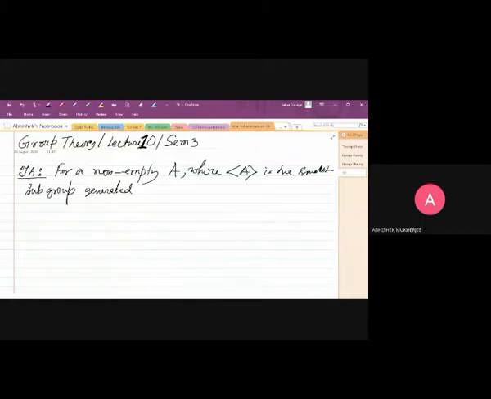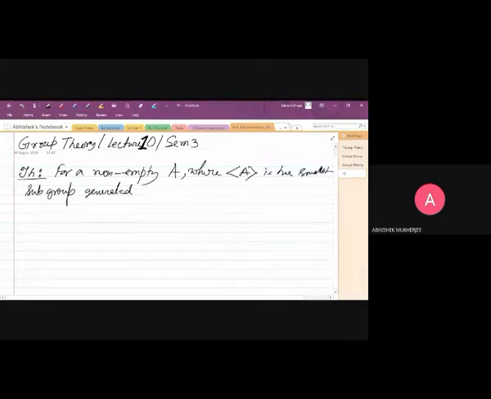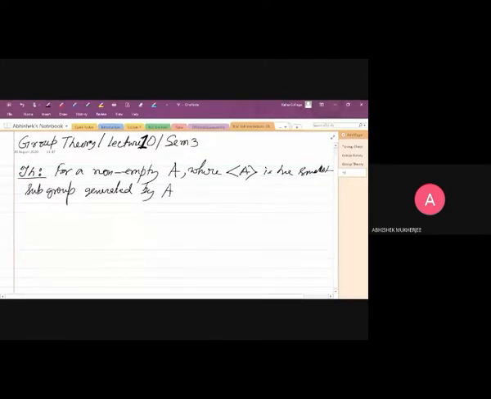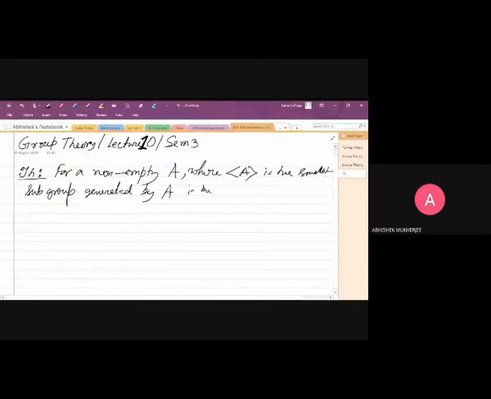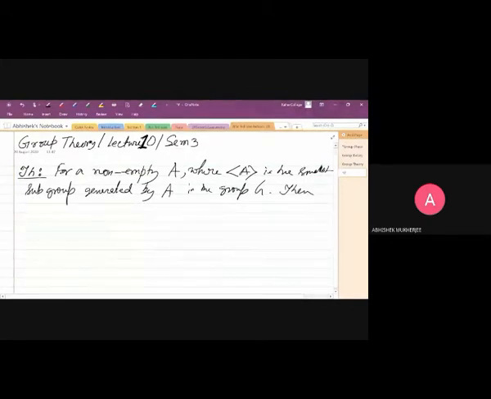Okay. So let us continue to prove this theorem that for a non-empty set A of a group G, where ⟨A⟩ is the smallest subgroup generated by capital A in the group G, our aim is to find out the elements of that group. How do they look like? So how can you designate one element of this subgroup? So what are the elements?